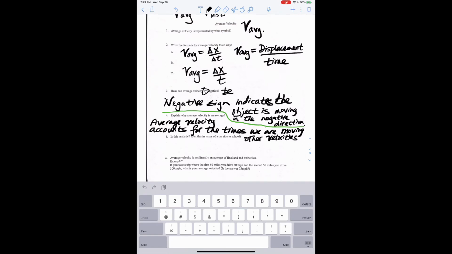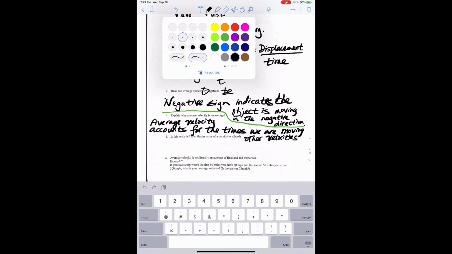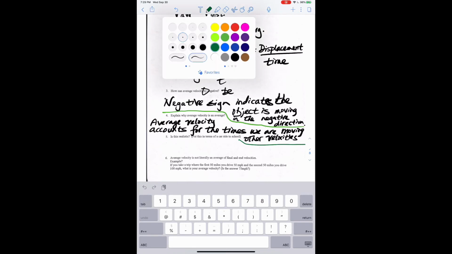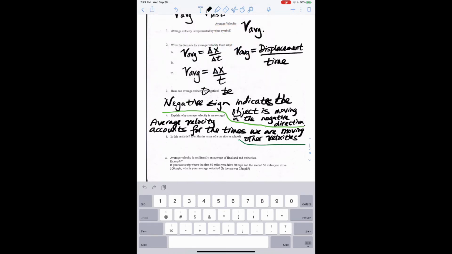All right, is this realistic? Put in terms of a car ride. On your car ride to school, let's say you drive down Platte Road, right? And you travel mainly 60 miles per hour down Platte. But this wouldn't be your average velocity because maybe you got stuck behind a slow car. Maybe you got stuck behind a bus. Maybe you were at a stop sign, right? There's plenty of stop signs.